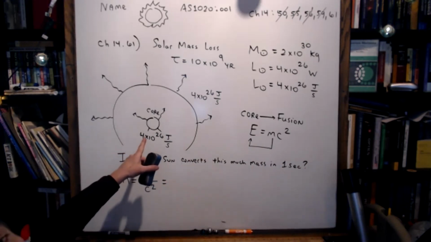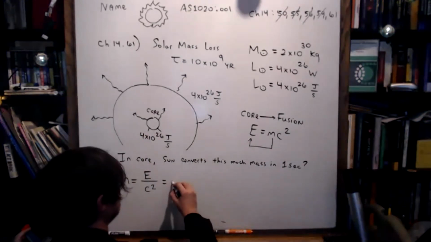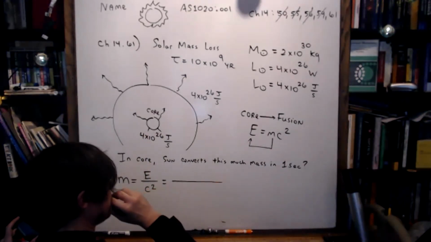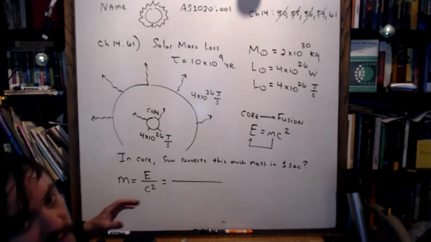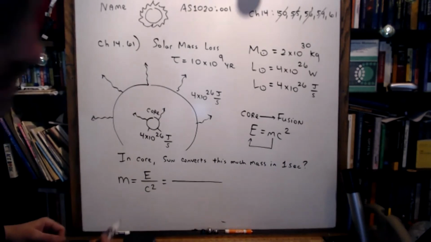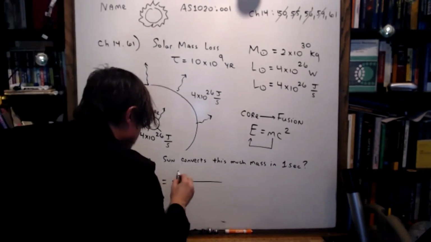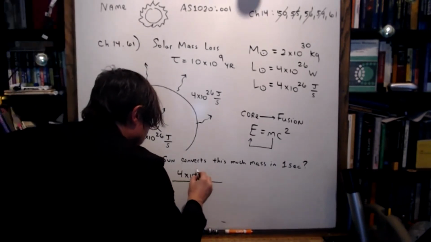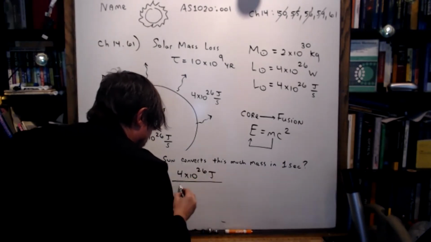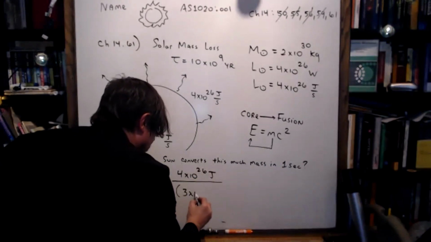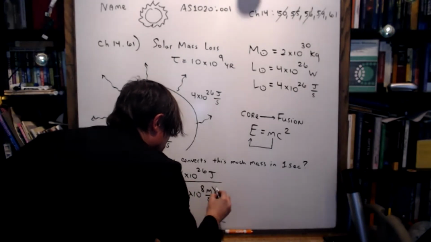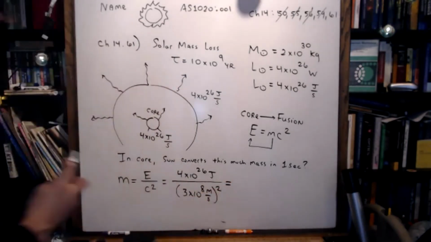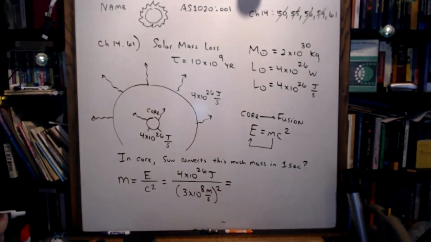How much energy are we losing in 1 second, students? Shoot, is anyone still with me here? 4 times 10 to the 26 joules. Thank you. And we'll divide it by the speed of light squared. Go ahead and punch that up.